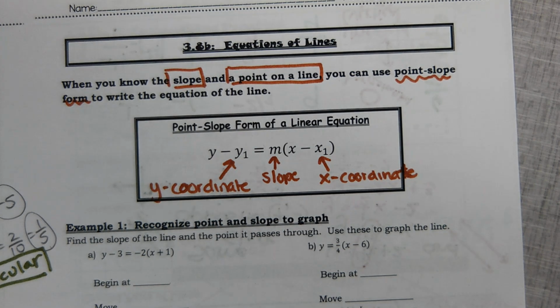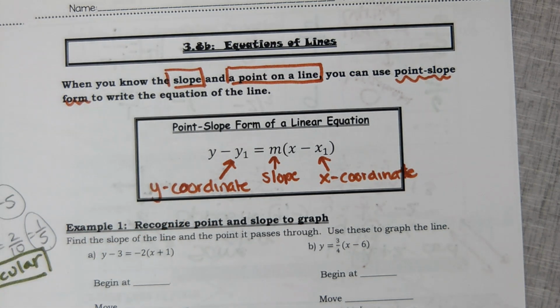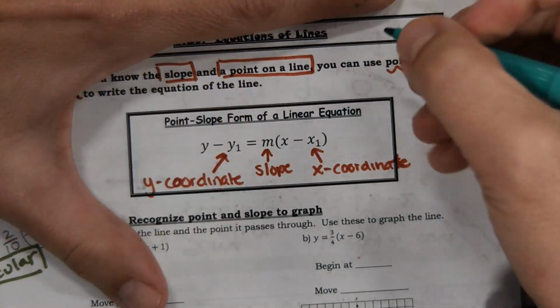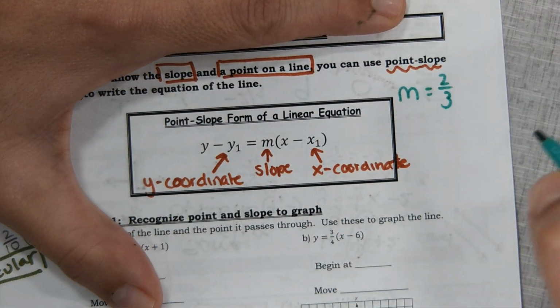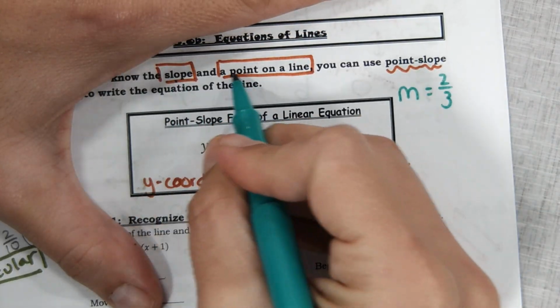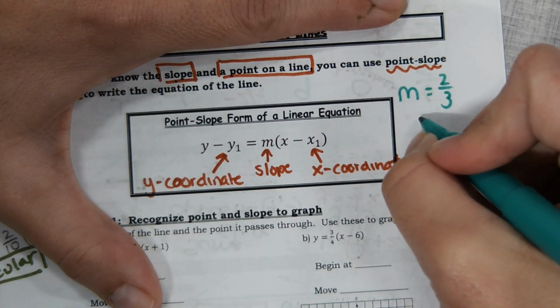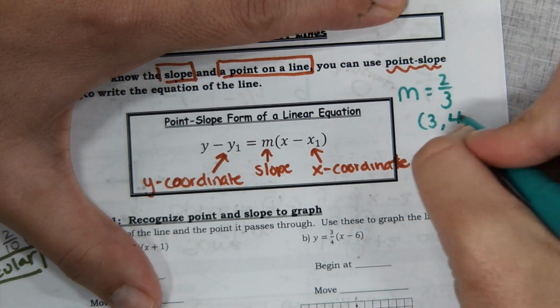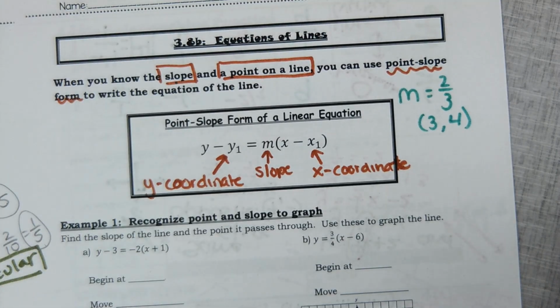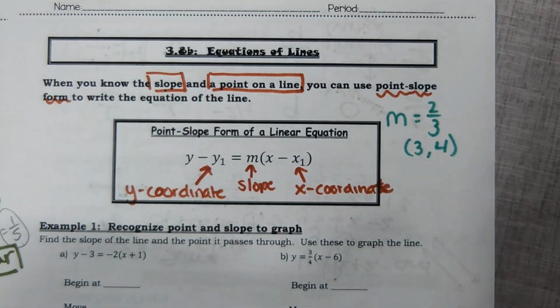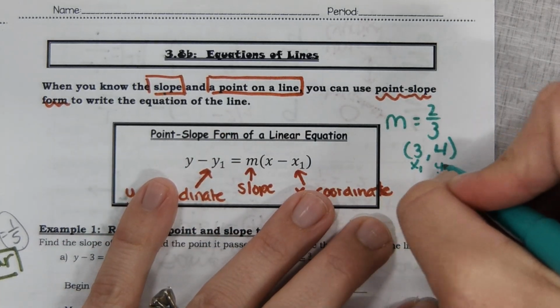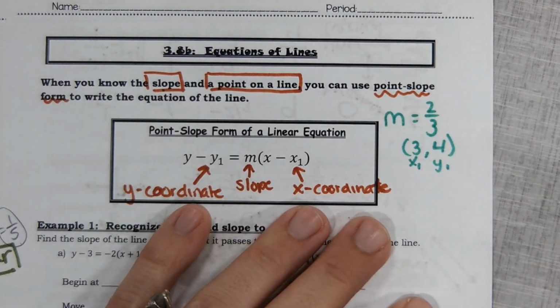Okay, so here's the equation right here. So how this would work is, let's say you're told that you have a slope of 2/3 and then a point on the line. So you need slope and a point on the line. So let's say a point on the line is like 3, 4. And then they want the equation of the line. So this would be your x1, y1, and then you can plug it into this equation.